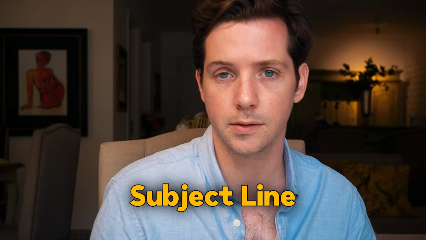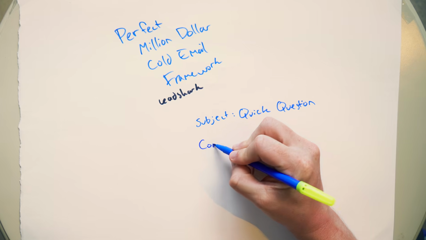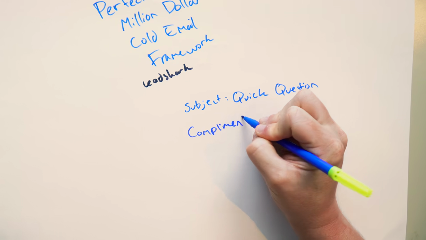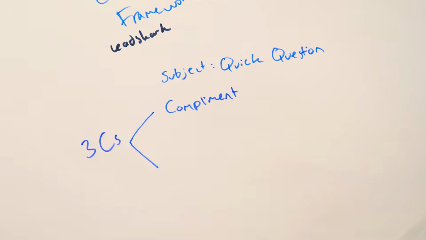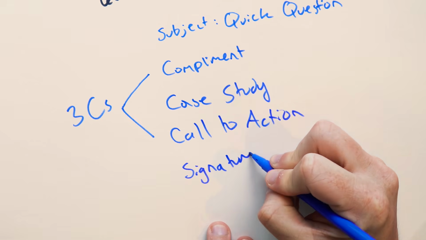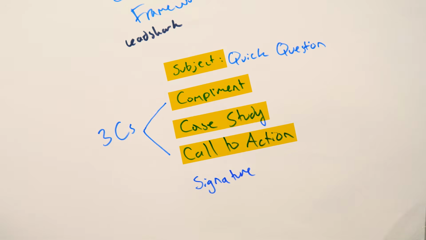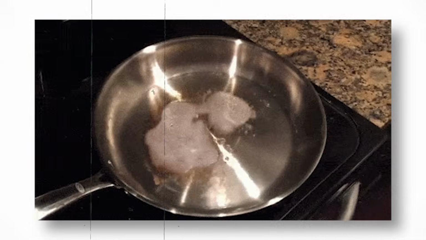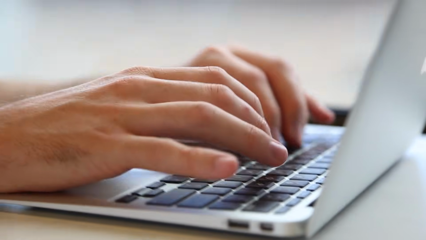So after the subject line comes the custom compliment, also known as the first line. The reason I call it the compliment is because these that we're about to write are called the 3 C's: compliment, case study, call to action. And finally, you have the email signature. So a good cold email has this structure, S, C, C, C, S. Subject, compliment, case study, call to action, signature. Beautiful. Now, let's boil this down and make this as simple as possible so that you can write your own cold email campaigns and you don't need any course, you don't need anything else. Let me show this to you right now.